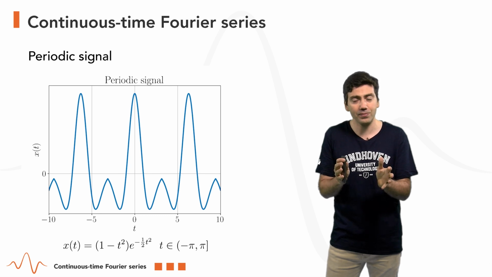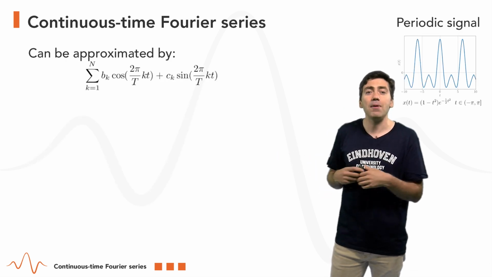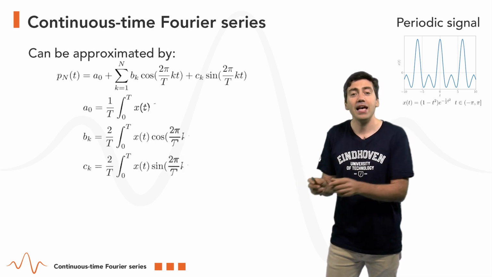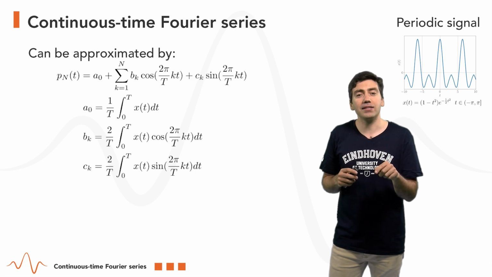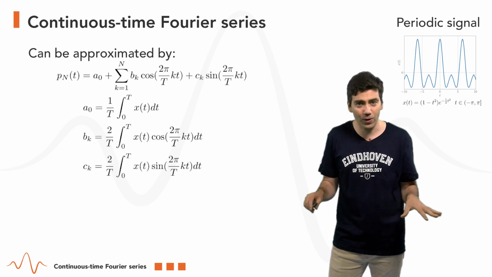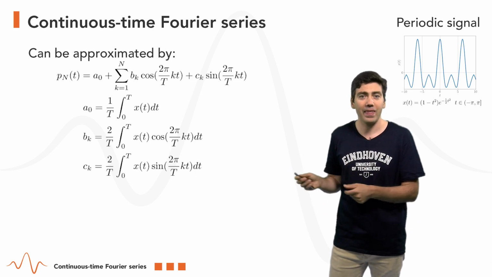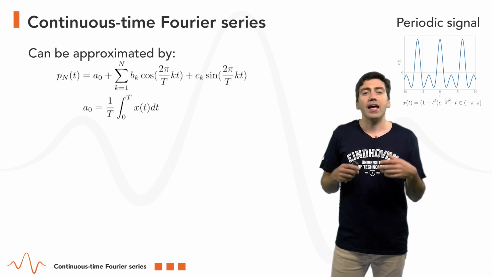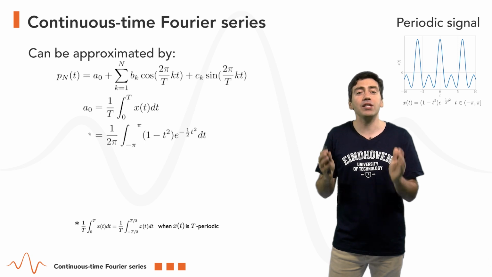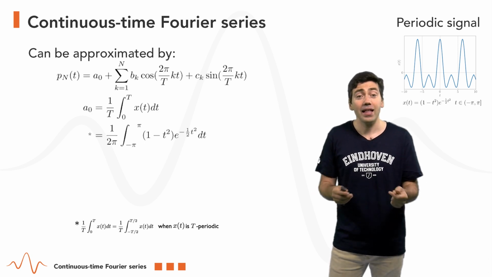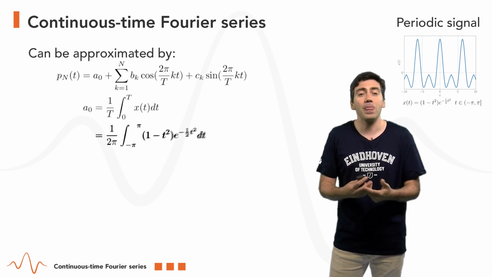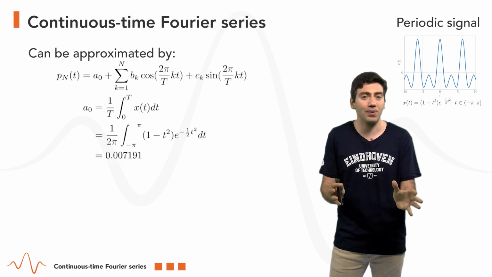We can approximate this function by a weighted sum of cosines and sines plus a constant term a naught. The coefficients that multiply these cosines and sines, the bk's and ck's, and also a naught, are very straightforward to compute. There are formulas to compute them. Let us start with a naught. A naught is the average of the signal over a period. So it's 1 over capital T, the integral from 0 to capital T of the signal. It would be very hard for us to compute this analytically, but fortunately, we compute this numerically, and there's no problem.